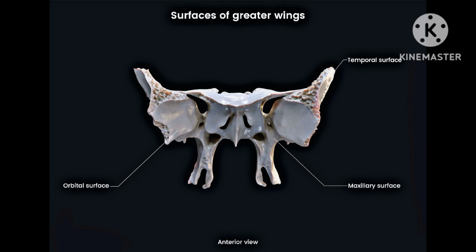The maxillary surface of the greater wing faces anteriorly and forms the posterior border of the pterygopalatine fossa. This surface is pierced by the foramen rotundum. And the orbital surface of the greater wing faces anteromedially. It forms the posterior part of the lateral wall of the orbit.